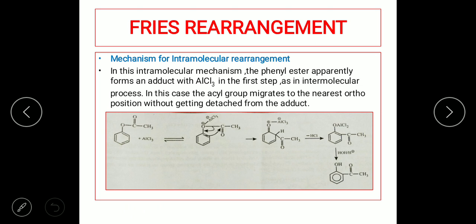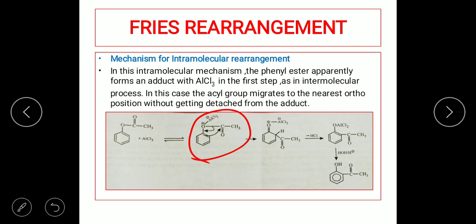In this intramolecular mechanism, the phenyl ester apparently forms an adduct with AlCl3 in the first step, as in the intermolecular process. In this case, the acyl group migrates to the nearest ortho position without getting detached from the adduct. So here again, the adduct formation is very much similar to intermolecular rearrangement. As we already saw in the previous slide, the oxygen has a lone pair on it, so it is going to donate its electron pair to the AlCl3, because AlCl3 is a Lewis acid which expects electrons. So once an adduct is formed of this kind, what happens?